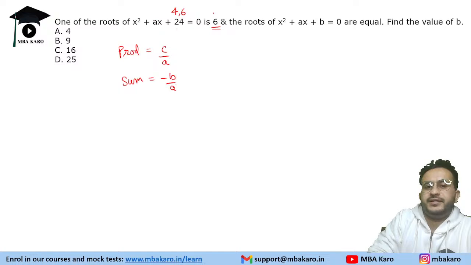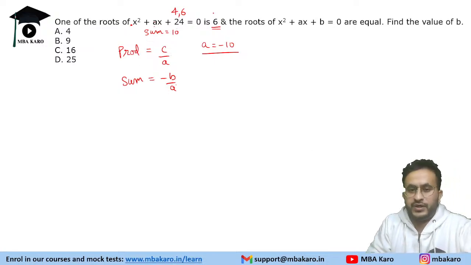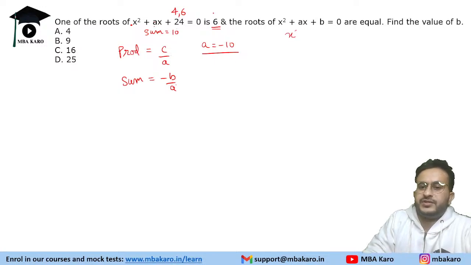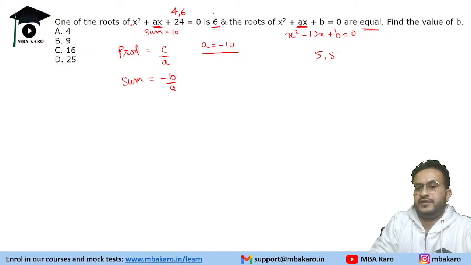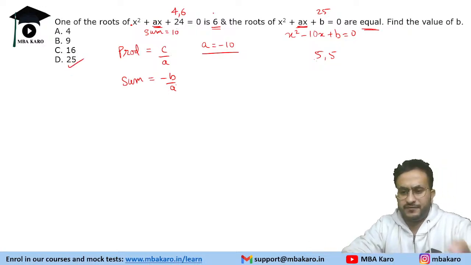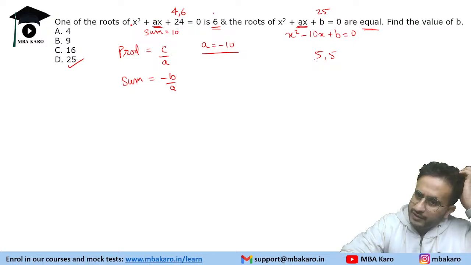So the sum of the roots will be 10. If the sum is 10, b is equal to minus 10. A here is not this a; a means the coefficient of x square. Okay, so the sum is 10. Now it is x square minus 10x plus b, right? The roots are equal, so the roots will be 5 and 5, because in both cases the sum is the same. So the product of the roots will be 25, so b is 25. So this is the basics of your quadratic equation.